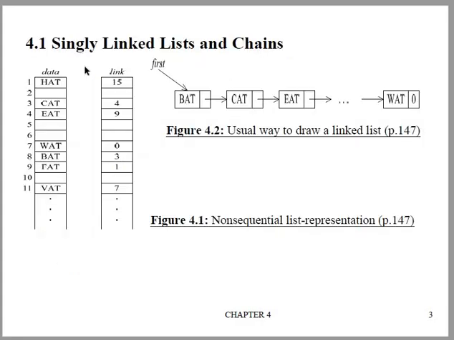Now let's move on to single linked list and chains. Here, if you see, there are some elements stored. The first element is fat. It is there in the ninth location.